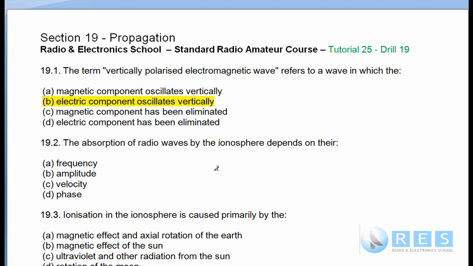Question 19.2. The absorption of radio waves by the ionosphere depends on their frequency. Higher frequency waves can penetrate the ionosphere and have little absorption. Low frequency waves, particularly those below 3 megahertz, are nearly always totally absorbed by the D layer.